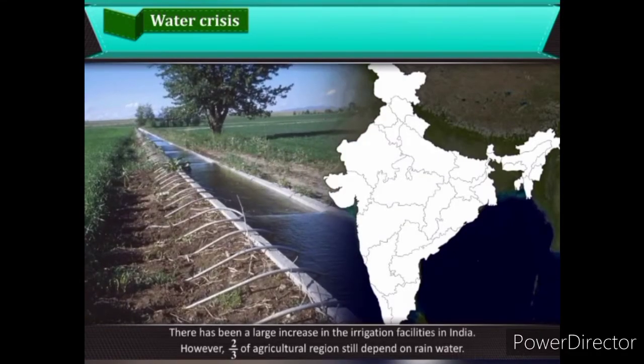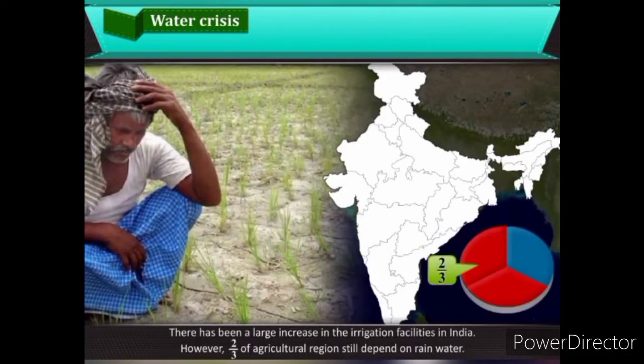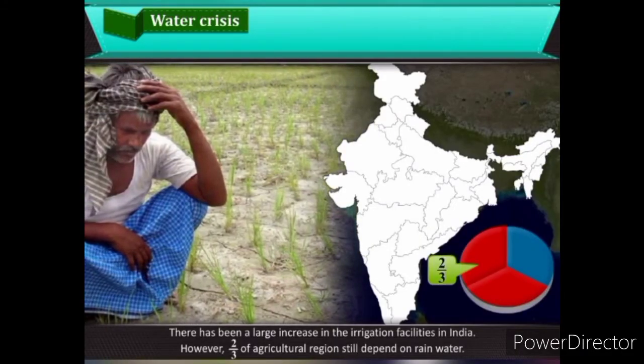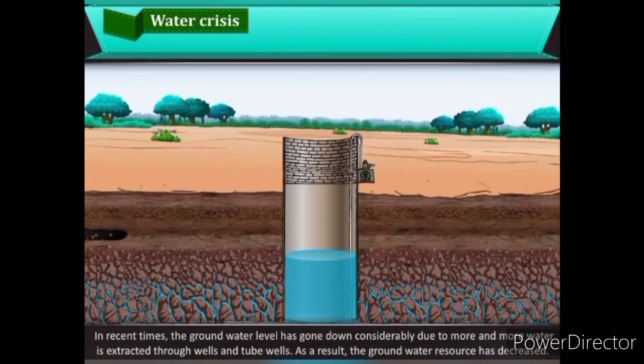There has been a large increase in the irrigation facilities in India. However, 2/3 of agricultural region still depend on rainwater. In recent times, the groundwater level has gone down considerably as more and more water is extracted through wells and tube wells. As a result, the groundwater resource has decreased.